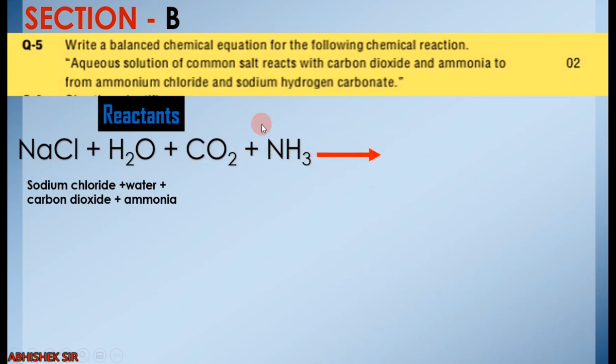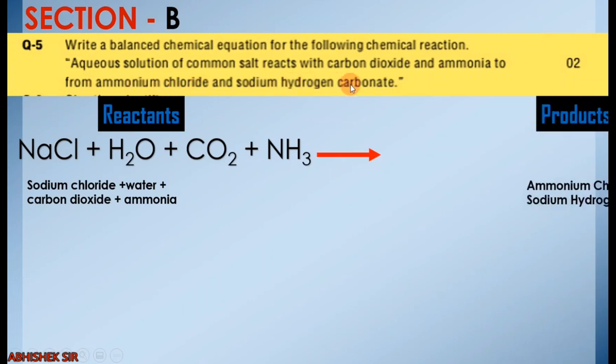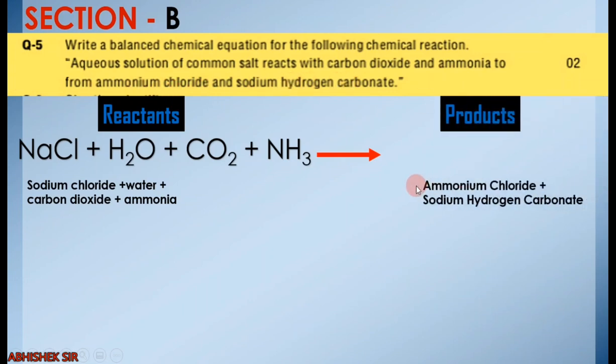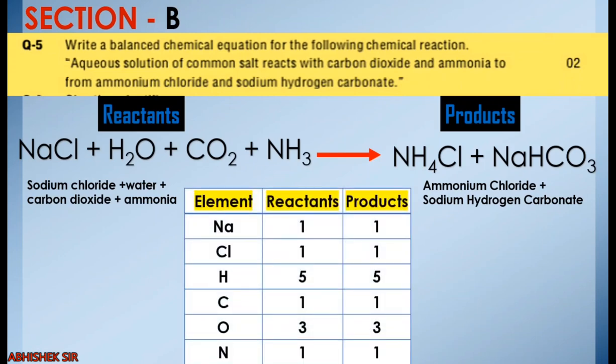Now let us see what happens when the reaction occurs and ammonium chloride and sodium hydrogen carbonate are formed. So here we have ammonium chloride NH4Cl plus NaHCO3, right? So this is the main equation, balanced chemical equation for the following chemical reaction. How we can check whether it is balanced or not?